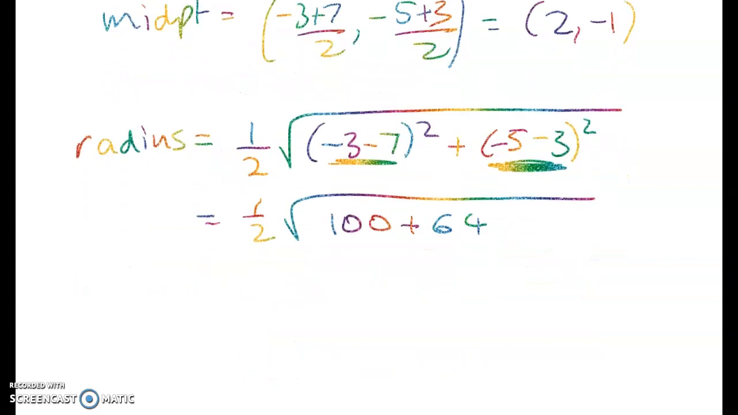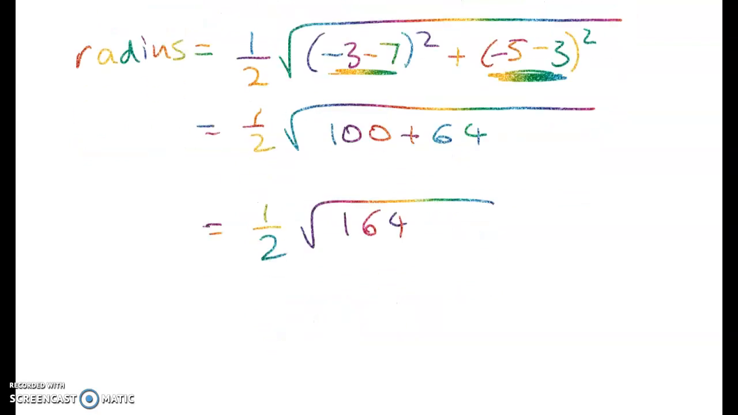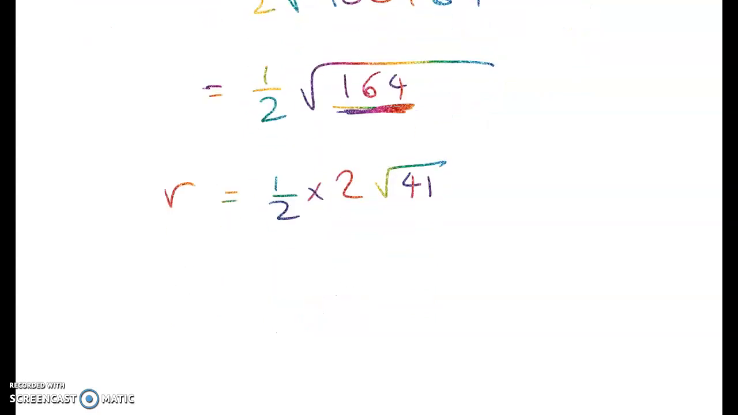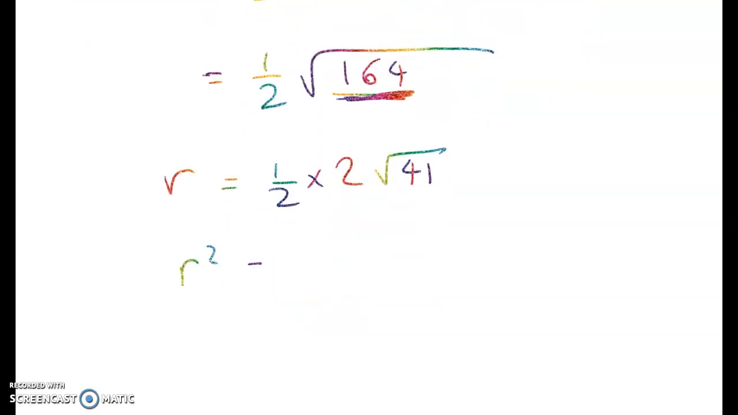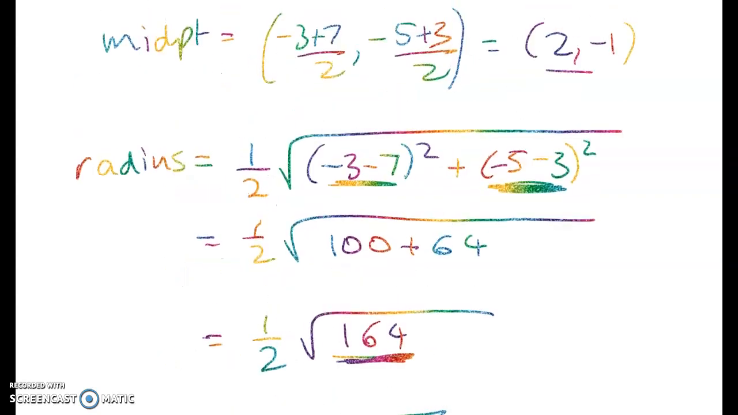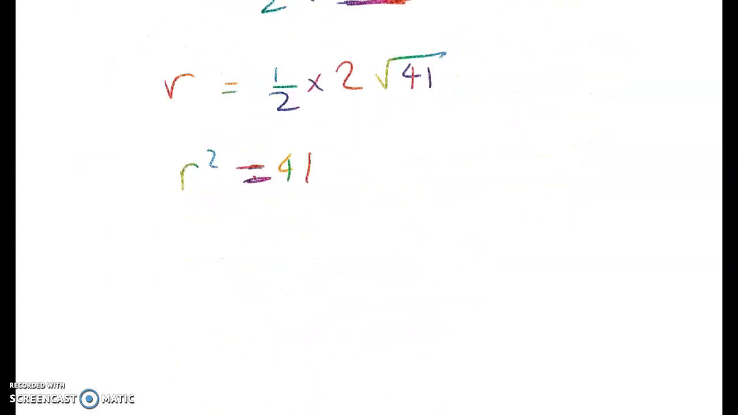So it's not going to be a very nice number, which gives me 1/2 of root 164. You can see that there's a factor of 4 in here. So taking that through the square root sign, we get 1/2 times 2 root 41. Right, so r is equal to root 41, and r squared is equal to 41. Now that means that I can get the equation of the circle now, because I know the center of the circle and I know the radius.